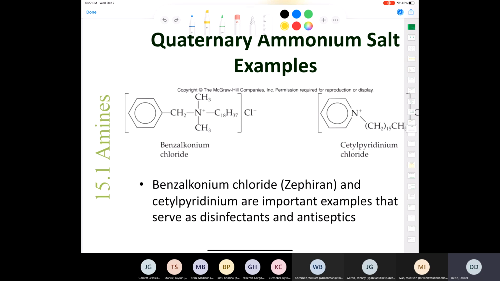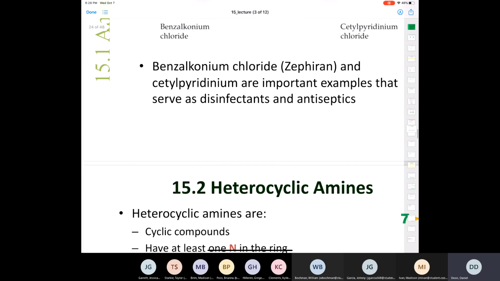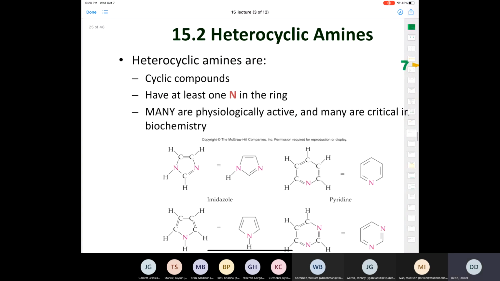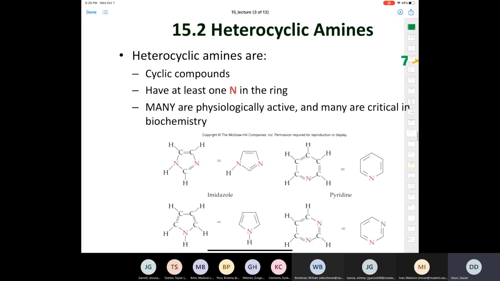They're also found in things like, what are they called, the Clorox wipes that you buy at Costco. These were a pretty hot item a few months ago when the pandemic first hit. Everybody was trying to buy up these things, and that's what's found in them, these quaternary ammonium salts that are good disinfectants. All right, well, that brings us to section 15.2, which deals with heterocycles.